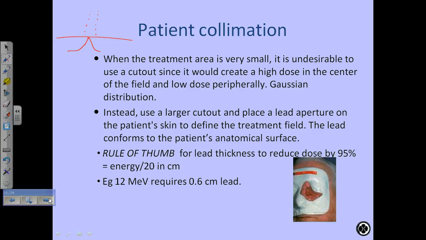And then you place lead. So you use a 3 cm, I'm going to exaggerate, that's 3 cm. And then you put a piece of lead on the patient. That's 1 cm. And bingo. Now your distribution looks like that. Okay.